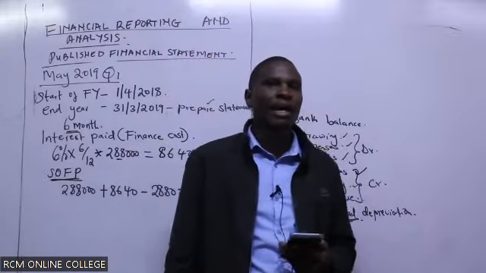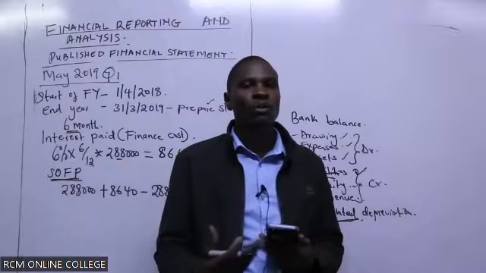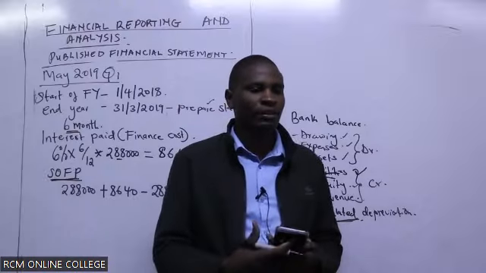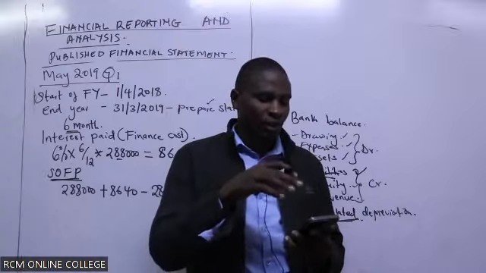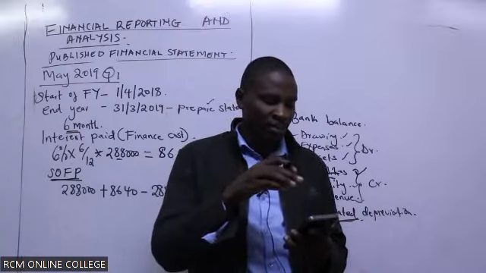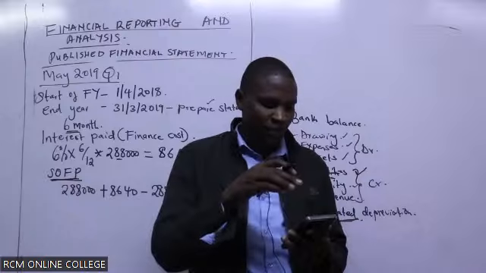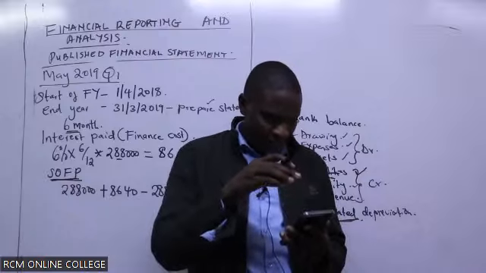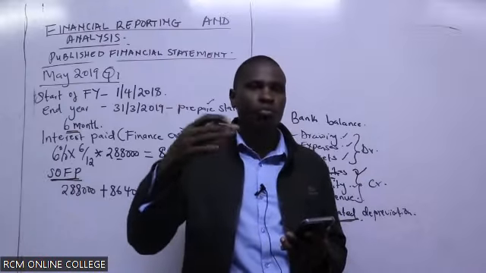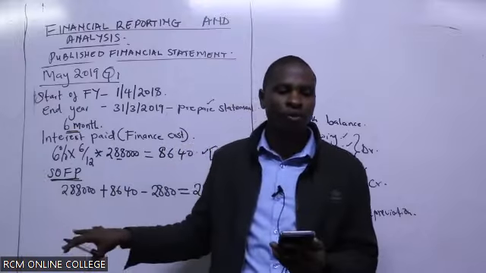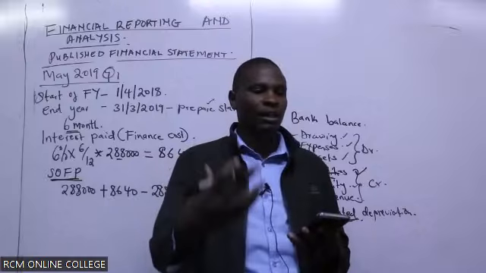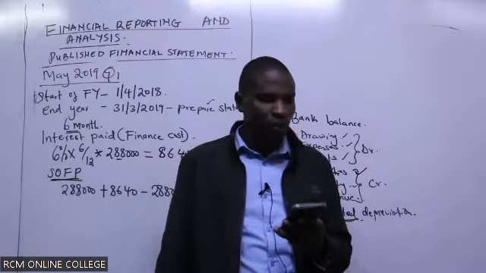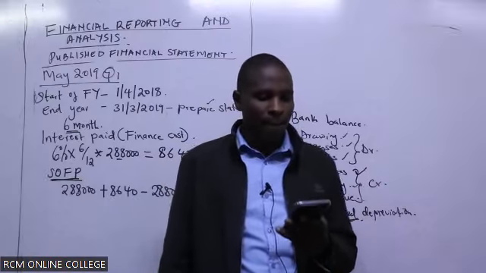Remember, 2880 was the interest paid. It was the interest paid during the year. You see, they have indicated very well that this one is the debenture interest paid. It was paid, and therefore we have to remain with the balance. I hope you understand. Then we go to additional information number 3.